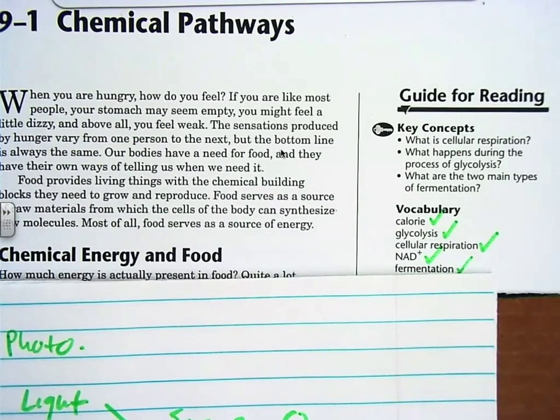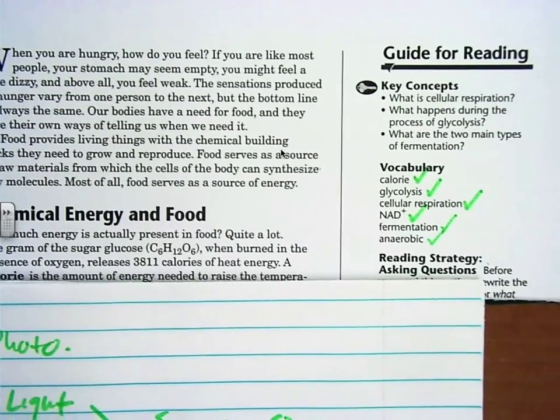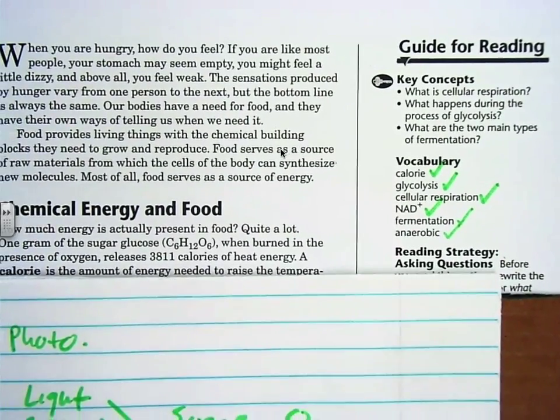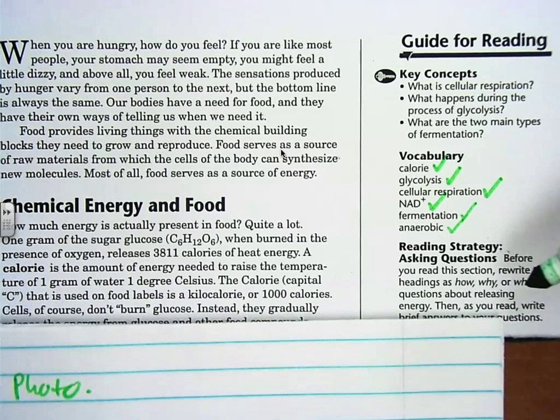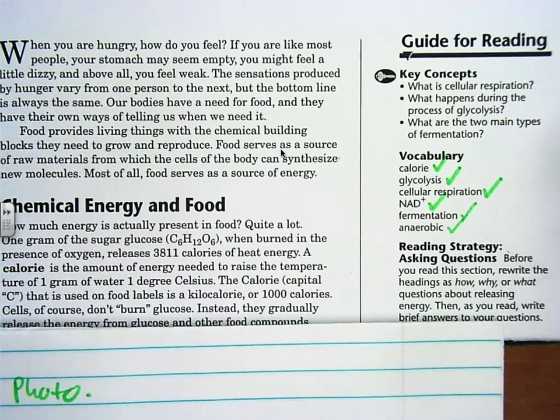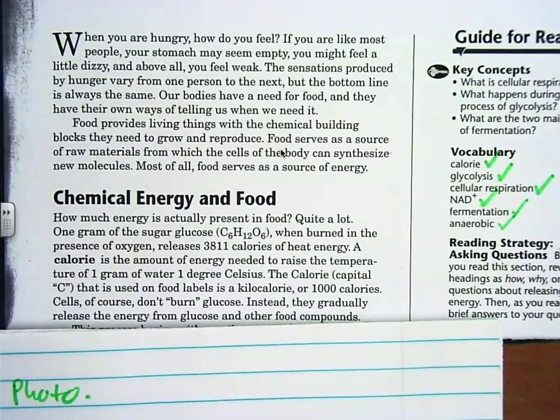Now, let's keep going. In your notes, I'd like you to do the reading strategy. Before you read this section, write the headings as how, why, or what questions about releasing energy. Then, as you read, write brief answers to your questions. Okay, so we'll do the first one together.